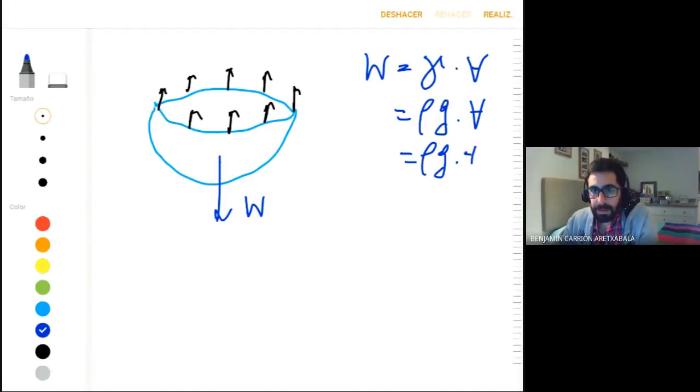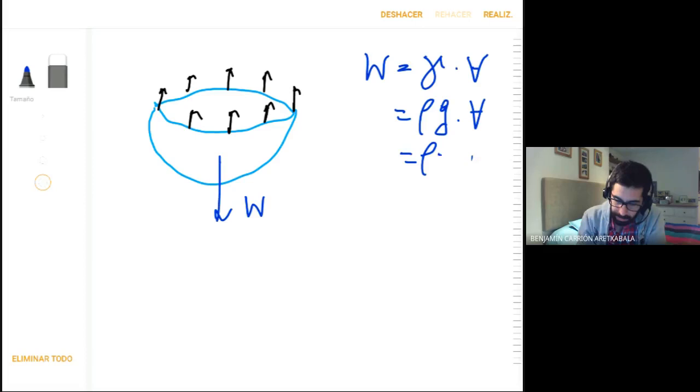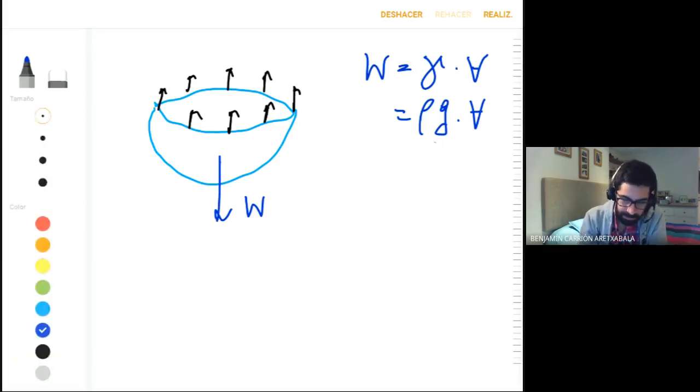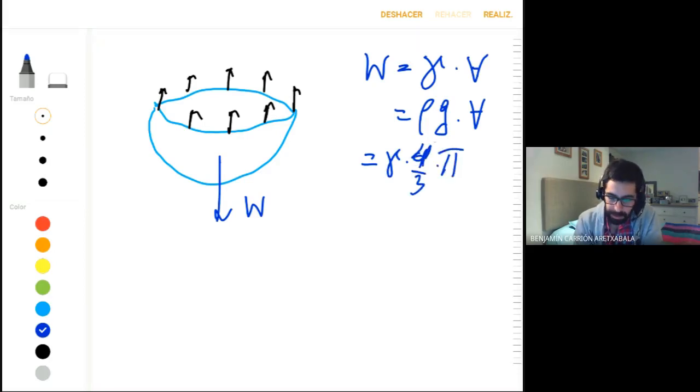Yeah. Yes. 4/3. Let me just move this so I don't run out of space. So this is gamma 4/3 pi r to the 3, and we're going to call r the radius, right? So let me just draw this, and this is r. This is r, and this here is sigma. Okay, so that's the weight.